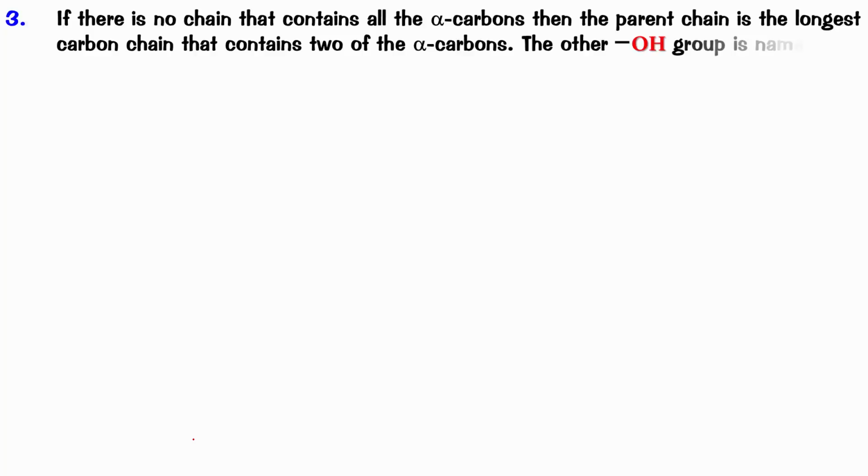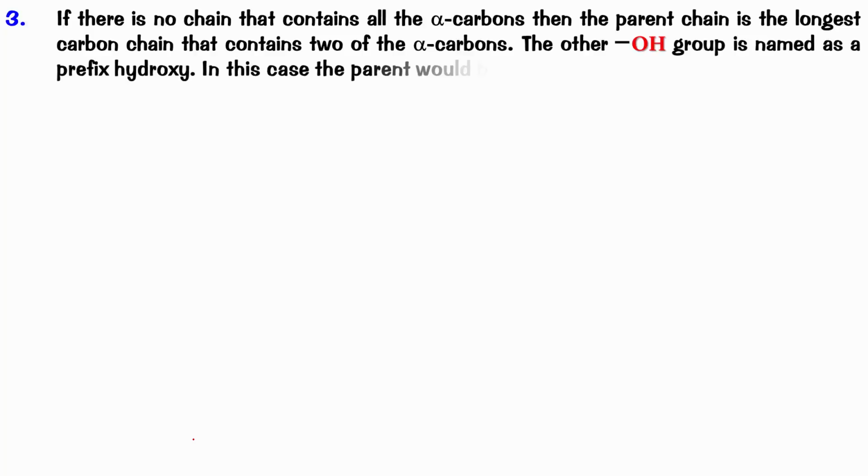Now the next situation is when 2 of them are in one chain, the third one is not. If there is no chain that contains all the alpha carbons, then the parent chain is the longest carbon chain that contains 2 of the alpha carbons. The other OH group is named as a prefix hydroxy. In this case, the parent would be a diol.